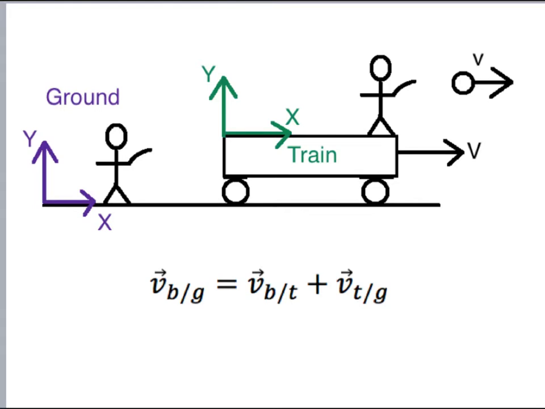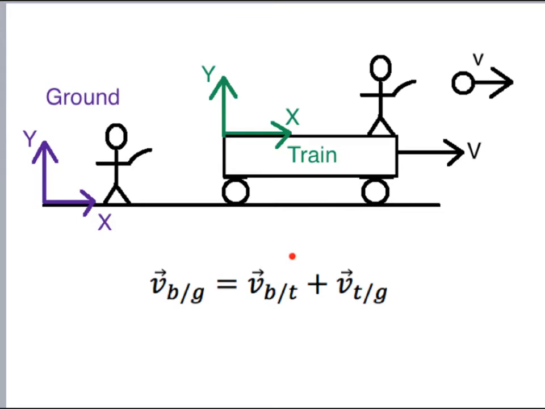And there's a relationship between those velocities, and it's written down in this equation below. And I just want to go over what the notation of this equation means. And so here I have v b slash g. That means the velocity of the ball relative to the ground. The slash means relative to. So the velocity of the ball relative to the ground means the velocity of the ball measured from this purple coordinate system that is fixed on the ground.